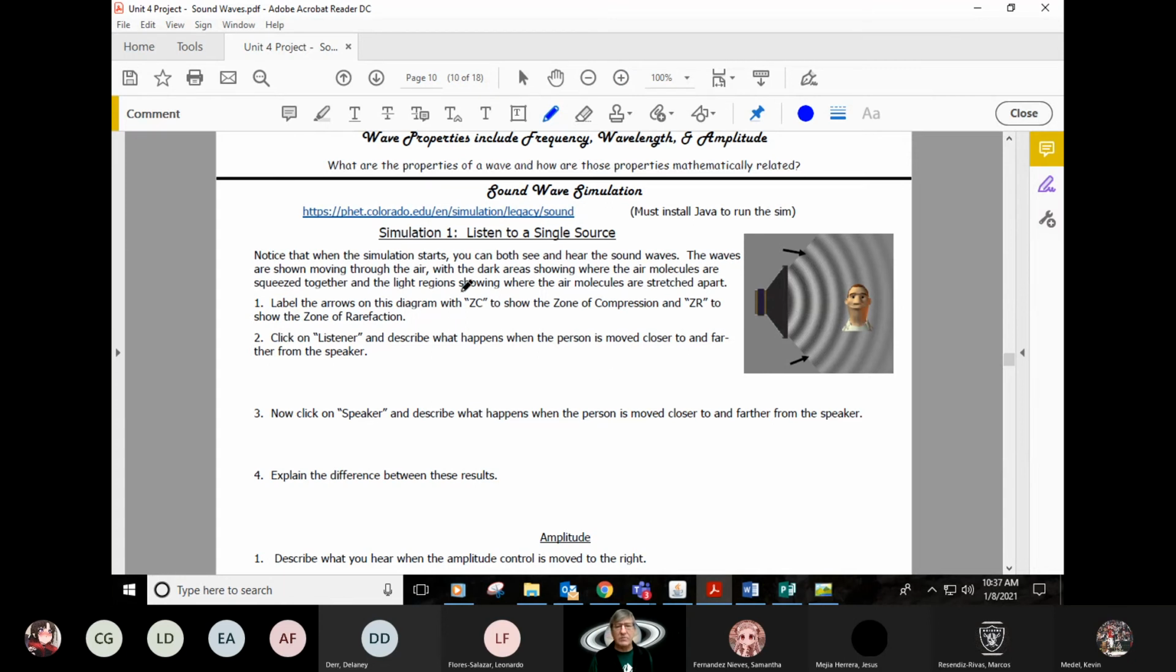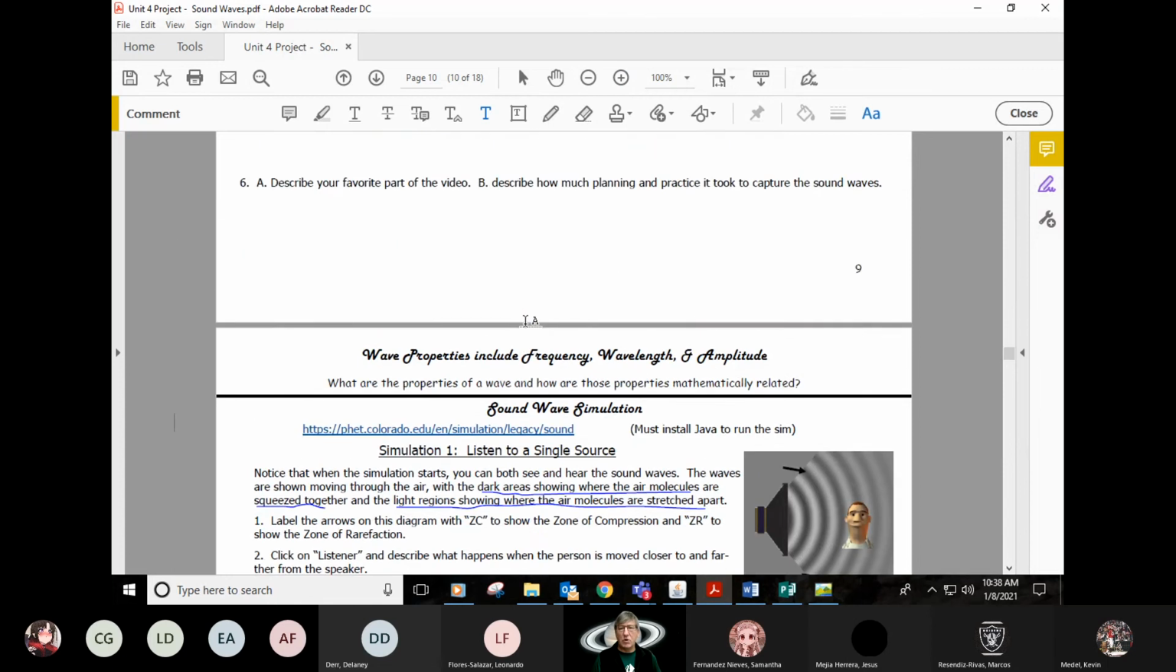Now remember, it says right here, dark areas show where they're squeezed together. Light areas show where they're stretched apart. So this is kind of a little quiz for you. Which of these, squeezing them together or stretching them apart, is the zone of compression? Which is the zone of rarefaction? So here's the dark arrow. Should you label that ZC or ZR? And here's the light arrow. Go ahead and do that now.